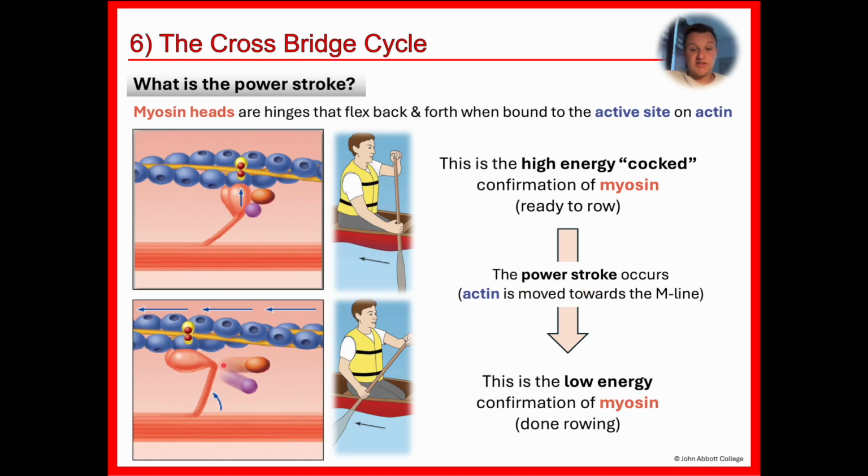So then you actually paddle back. You see that there was this push and the head moved this way, and the whole actin filament went to the left towards the M line. Now in this position, we say that the myosin head is no longer in the high energy cocked position. It is now in the low energy conformation. It's not of any use in this position anymore. Just like in the kayak, at this end, you need to put yourself back into the high energy position, back at the front, to then push. So this is the low energy conformation of myosin. This is when it's done rowing.